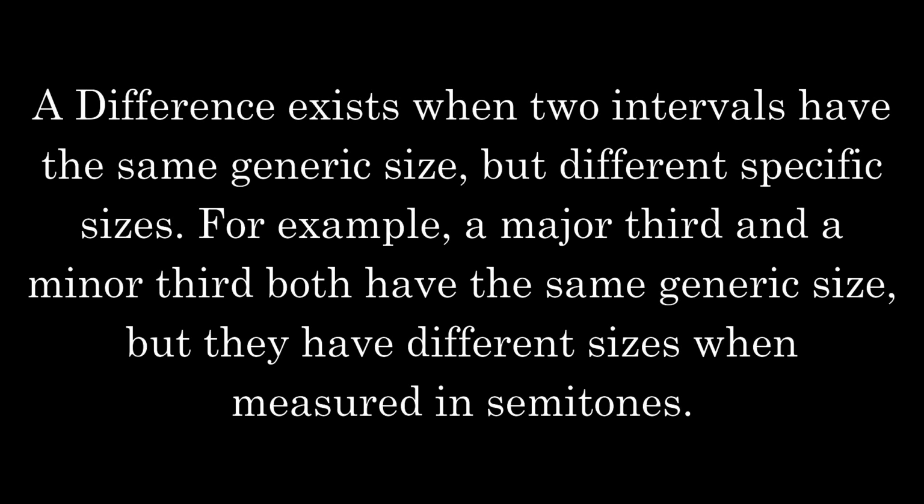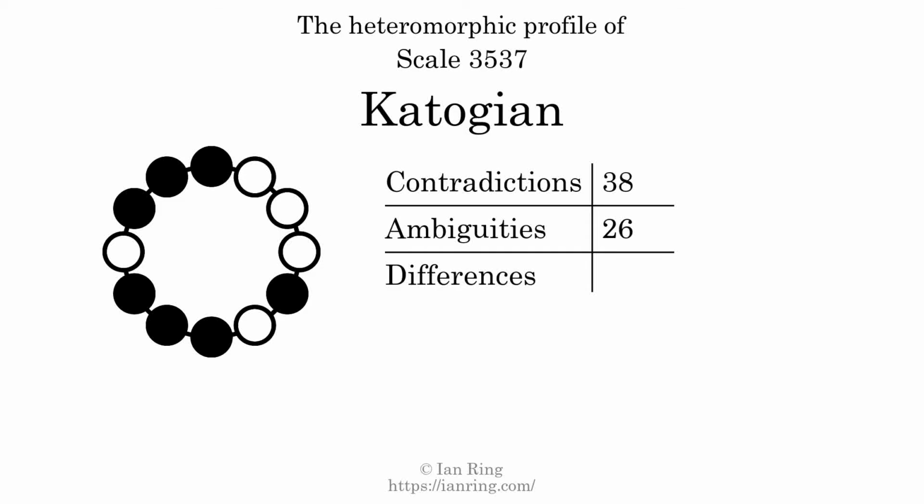A difference exists when 2 intervals have the same generic size, but different specific sizes. For example, a major third and a minor third both have the same generic size, but they have different sizes when measured in semitones. The number of differences in this scale is 90.